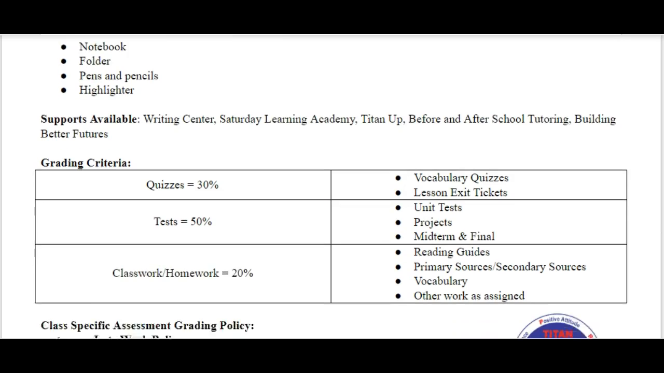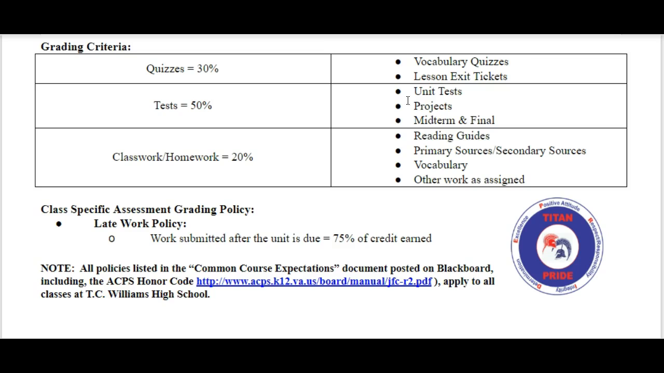A basic idea of how things are graded. Quizzes are 30%. That's going to include vocabulary quizzes and then your exit tickets. Your exit tickets are only a couple points, but you will have them for every single lesson. They're really short, a question or two at the most, but a great way to earn points and boost up that grade. Tests are 50%, and that includes projects as well. And then your classwork is another 20%.